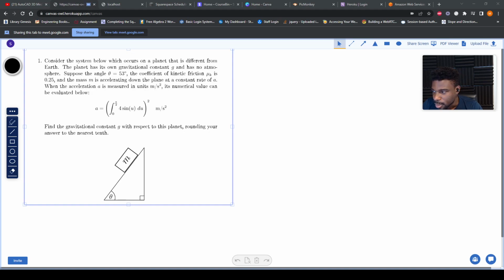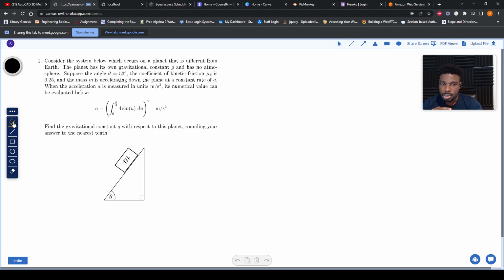constant rate of a. When the acceleration a is measured in units meters per second squared, its numerical value can be evaluated below. So a is actually the value from this integral. So it says, find the gravitational constant g with respect to this planet, rounding your answer to the nearest tenth.